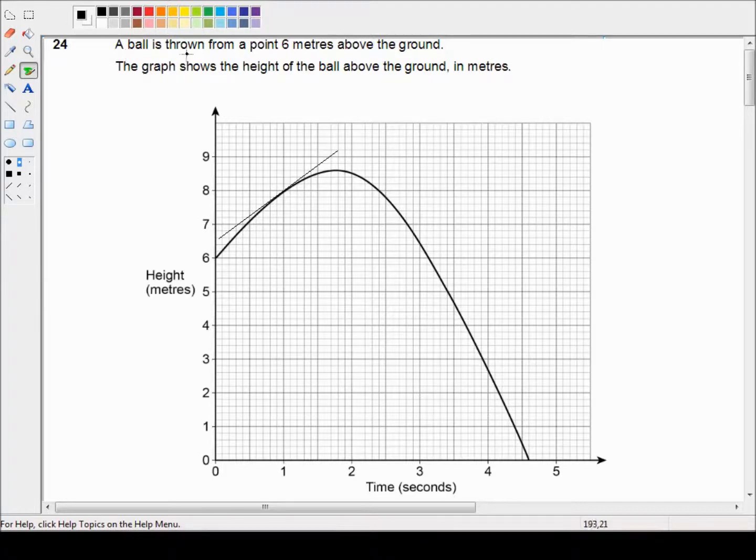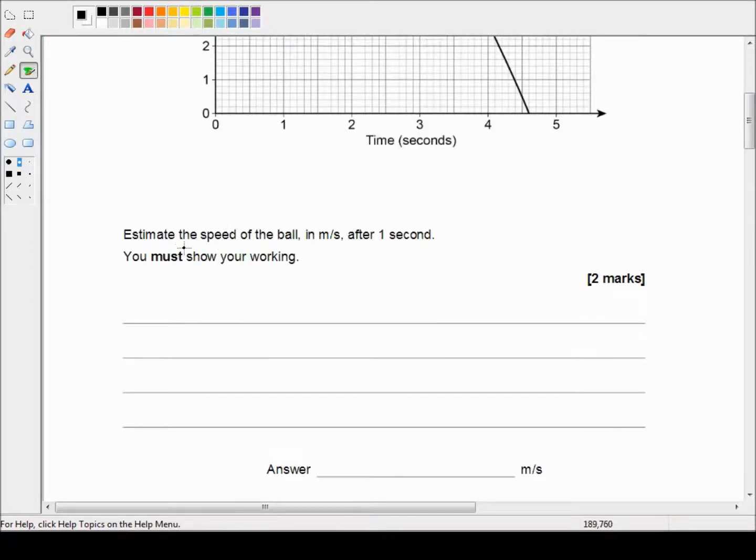reads: a ball is thrown from a point 6 meters above the ground. The graph shows the height of the ball above the ground in meters. Estimate the speed of the ball in meters per second after 1 second. You must show your working.